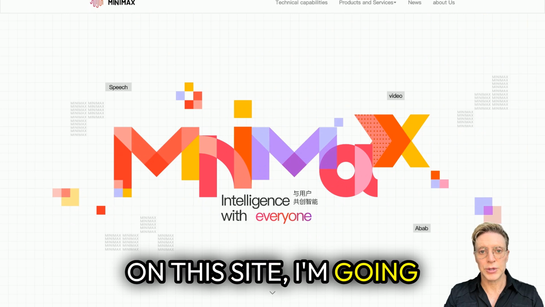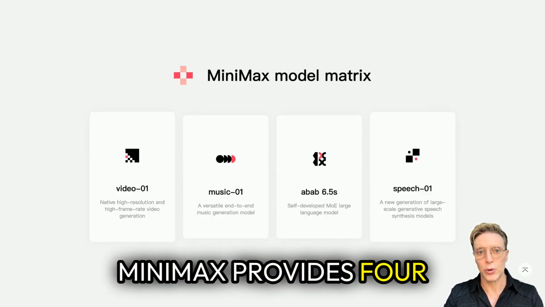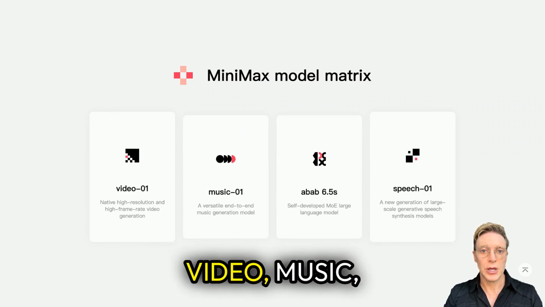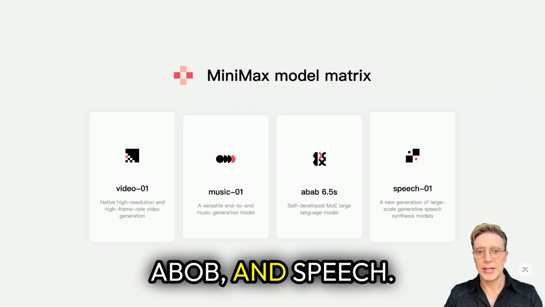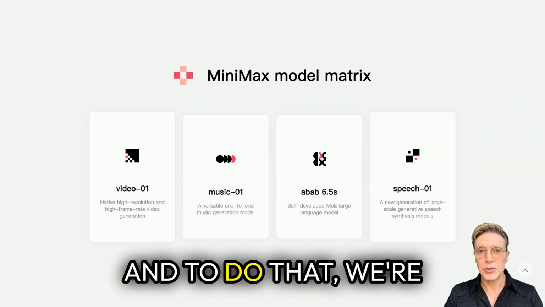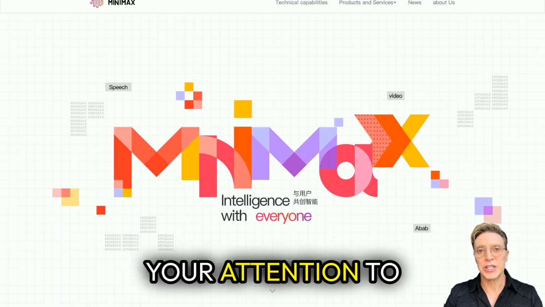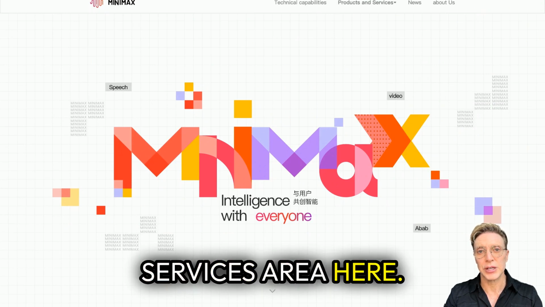On this site, I'm going to go ahead and scroll down, and you can see here that Minimax provides 4 different models: video, music, ABOB, and speech. Today, we're going to focus on the video model. And to do that, we're actually going to scroll back up, and I'd like to draw your attention to the products and services area here.